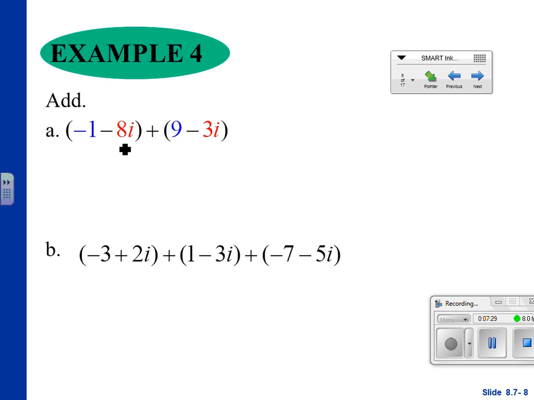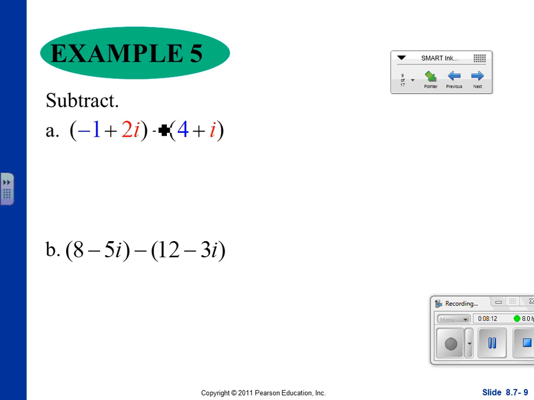When you're adding and subtracting, you just add the real parts together and add the imaginary parts together. So negative 1 plus 9 is 8. Negative 8i minus 3i is minus 11i. Same thing here. It's kind of like adding like terms. Just treat the i like you would an x. So negative 3, 1, negative 7 add up to negative 9, and 2i, minus 3i will be negative i, minus another 5i is minus 6i. So just combine like terms essentially.